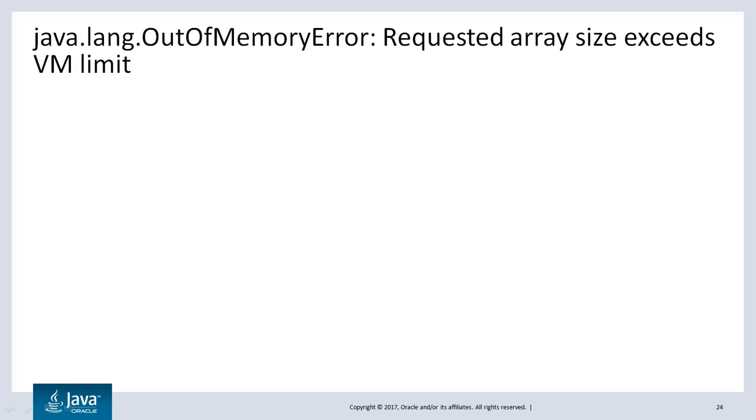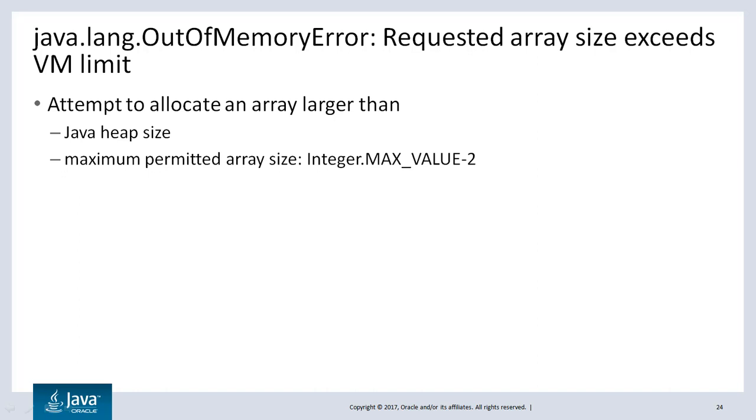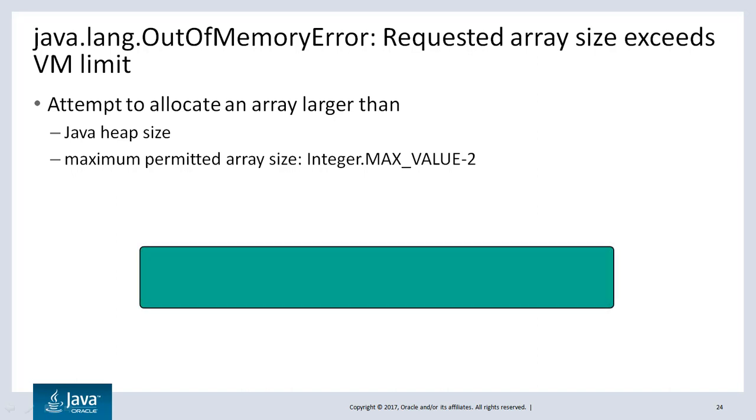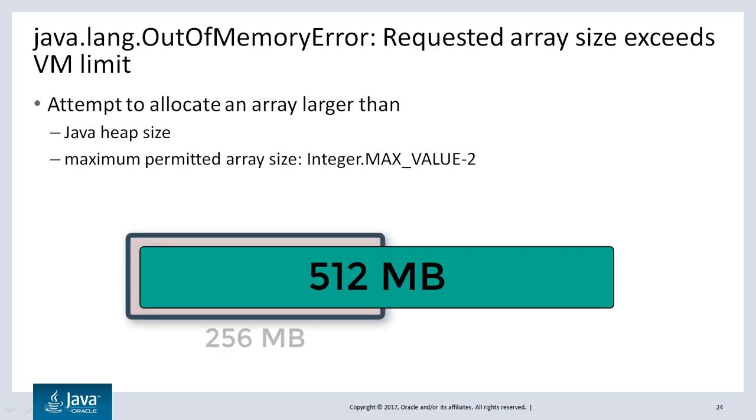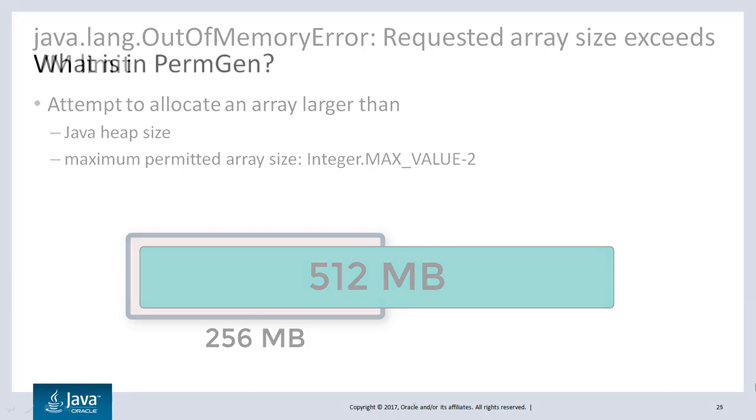Requested array size exceeds VM limit. This message indicates that the application attempted to allocate an array which is larger than the maximum permitted array size or the configured Java heap size. For example, if an application attempts to allocate an array, let's say of 512 megabytes, but the maximum heap size is set at 256 megabytes, then an OutOfMemoryError exception with this message will be thrown. So for this error, the problem is either a configuration issue, that is, the heap is configured too small, or the application is attempting to allocate a huge array.